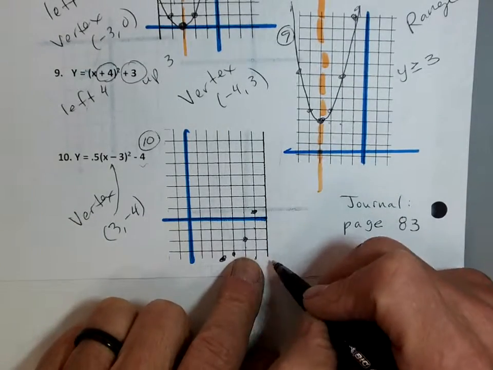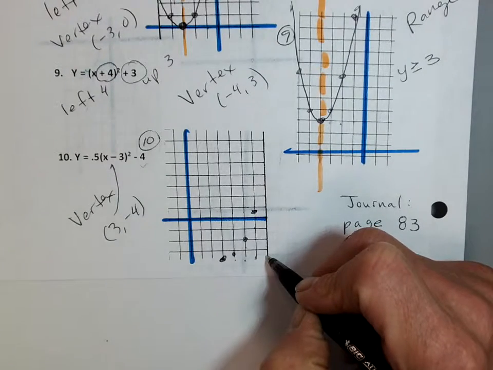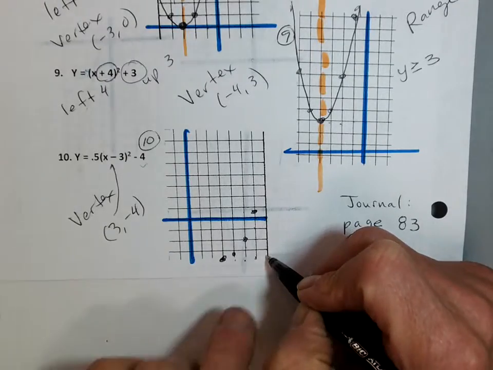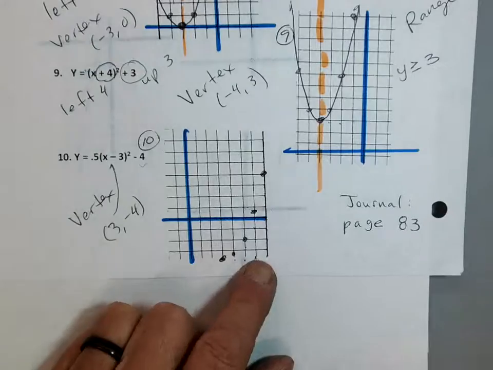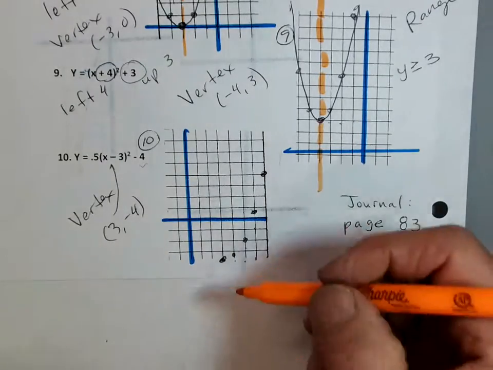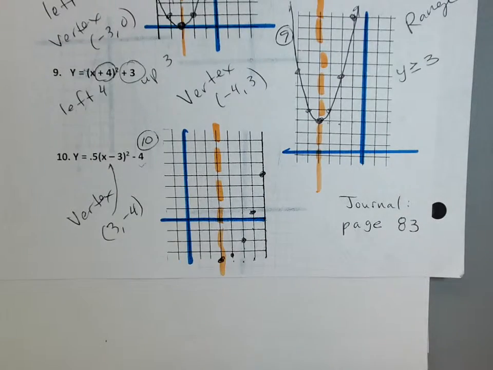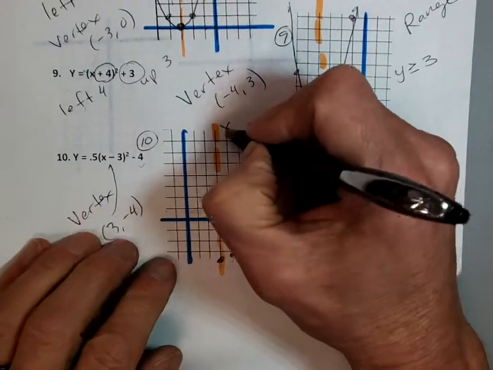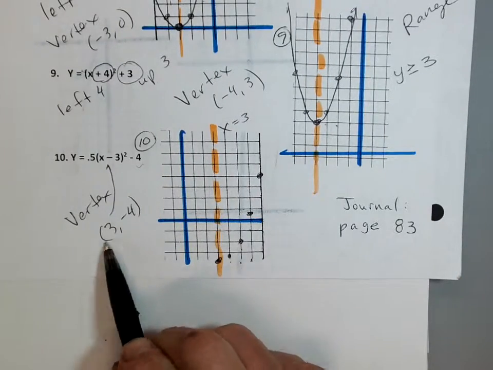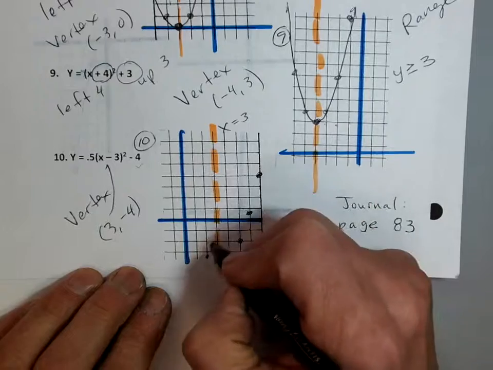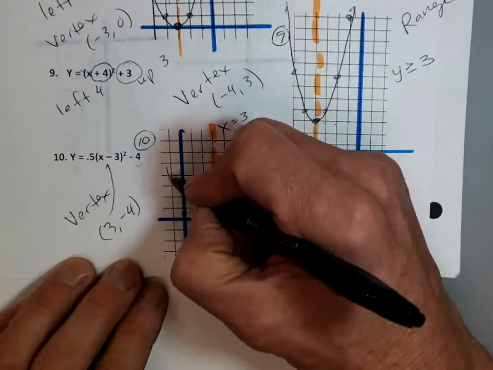Now, we could do 4 and 8, couldn't we? 4 squared is 16. Half of that is 8, right? So I go 1, 2, 3, 4, 5, 6, 7, 8. Line of symmetry, where is it? Right at x equals 3. So the line of symmetry is x equals 3. Line of symmetry always goes through the vertex, right? Fold the points over. Boom. Boom. Boom and boom.